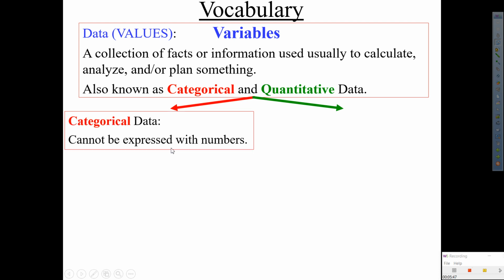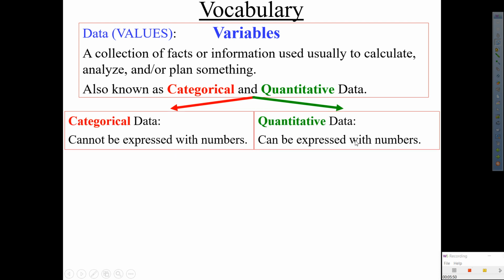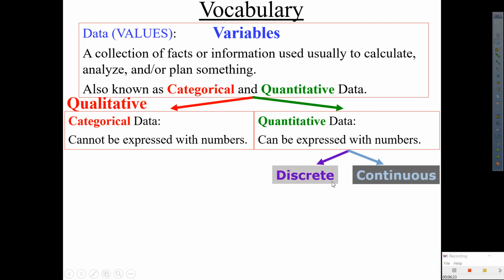So categorical cannot be expressed with quantities or numbers. Quantitative with numbers. However, today's objective talked about qualitative and quantitative. So we know that quantitative are these. That means that this one, instead of calling categorical, the other name is qualitative. Okay? However, today we're going to focus on variables for quantitative data. All right? So here we go. There's two types, discrete and continuous. So write quantitative, and then underneath write discrete and continuous.